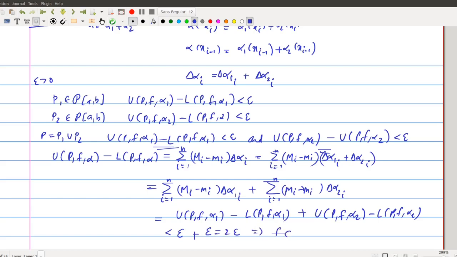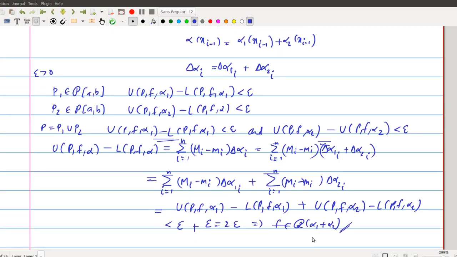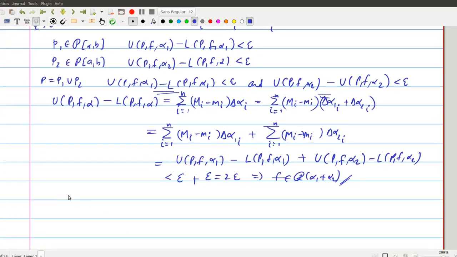So this implies f belongs to R of alpha 1 plus alpha 2. Okay, so this proves the first part, and now we will give the relation between corresponding integrals. First we have this result: U(P, f, alpha) minus L(P, f, alpha) is equal to U(P, f, alpha 1) minus L(P, f, alpha 1) plus this one. So we prove the relation between the integrals.